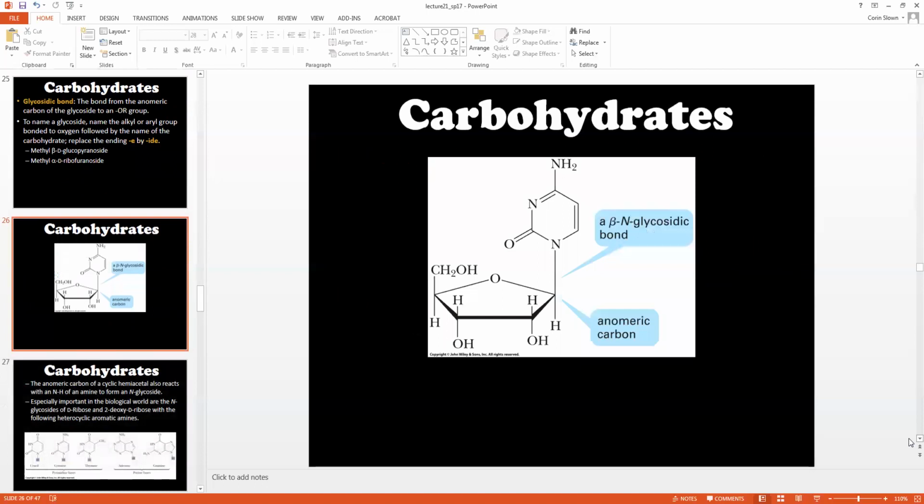Why does this matter? Well, if we think about structures that include carbohydrates, one of the most important are going to be nucleotides. We're going to start to look at nucleotides that are comprised of a phosphate, a sugar, and a base. Here, we show the sugar and a base connected through a beta-N-glycosidic bond at the anomeric carbon. Why does that matter?